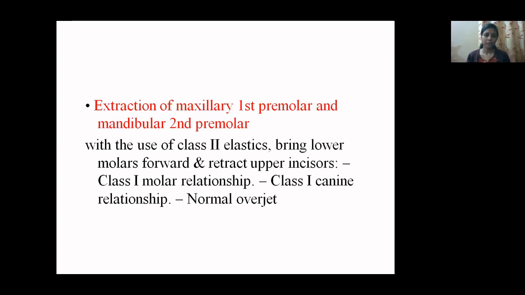The next extraction option may be the extraction of the maxillary first premolar and the mandibular second premolar. With the use of class 2 elastics, bring the lower molars forward and retract the upper incisors. A class 1 molar relationship will be achieved, and a class 1 canine relation and normal overjet can be achieved with this combination of extraction.